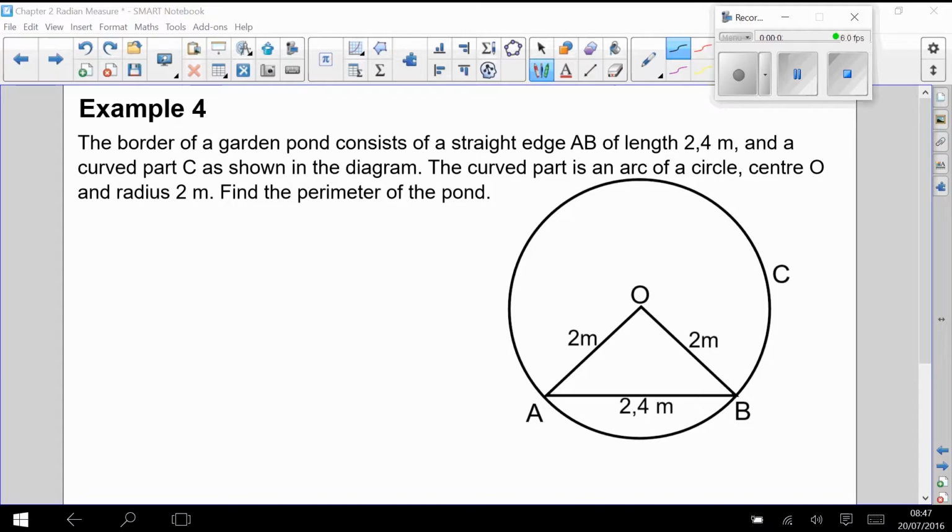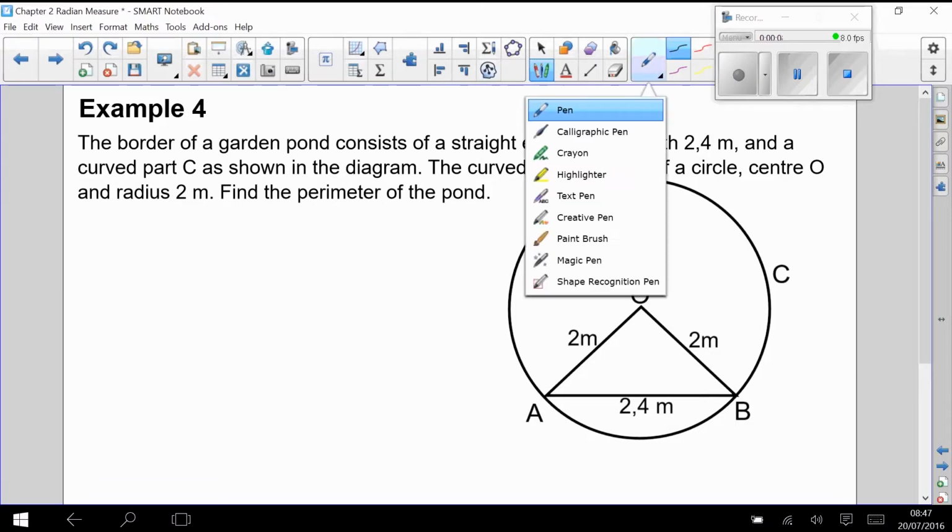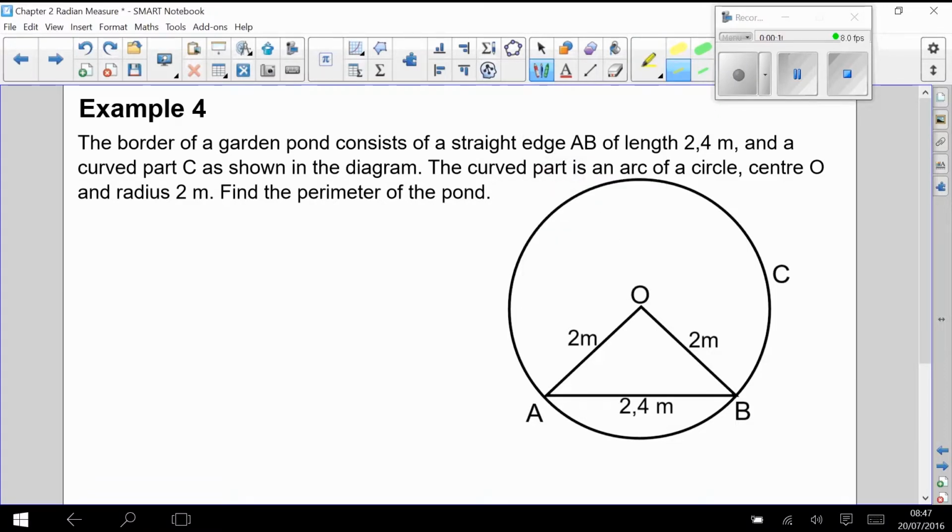In example number 4, I'm asked to find the perimeter of a pond. Now we have to first of all understand what the perimeter of this particular pond is going to be. It is this straight edge that goes from A to B, and it is also going to be this arc which goes from A all the way around to B around this line that has been marked C.